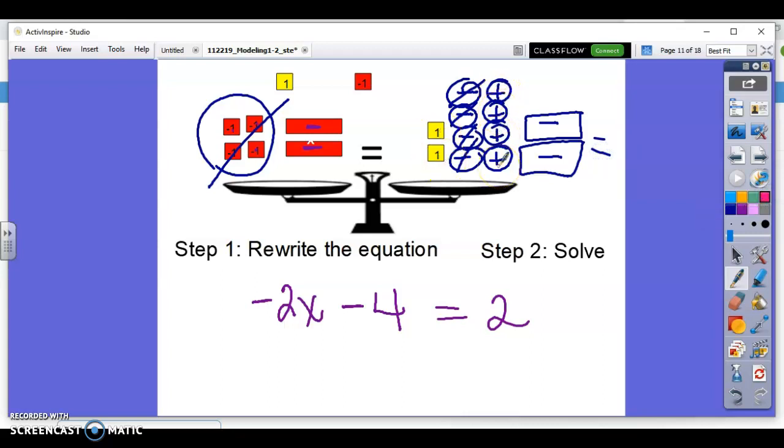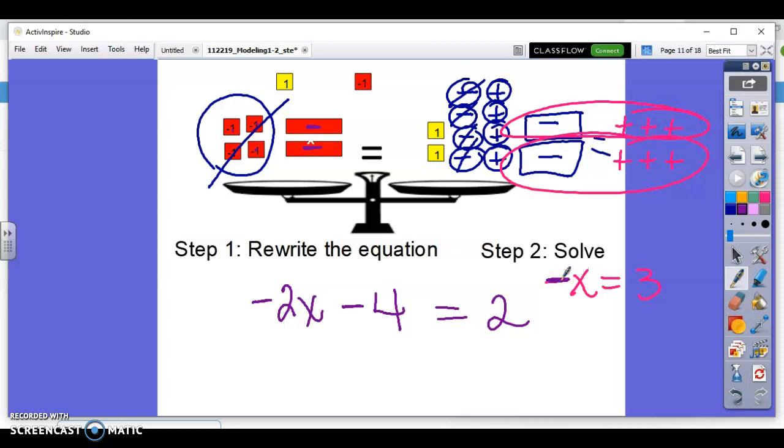So when I draw these, I'm going to split them up into 2 groups. So 1, 2, 3, 4, 5, 6. So each negative x gets 3 positives. So negative x would equal 3 positive. But I told you guys that in order to be done, you have to have x all by itself. And it's not, because I have a negative sign here. So I have to figure out, how do I get rid of that?